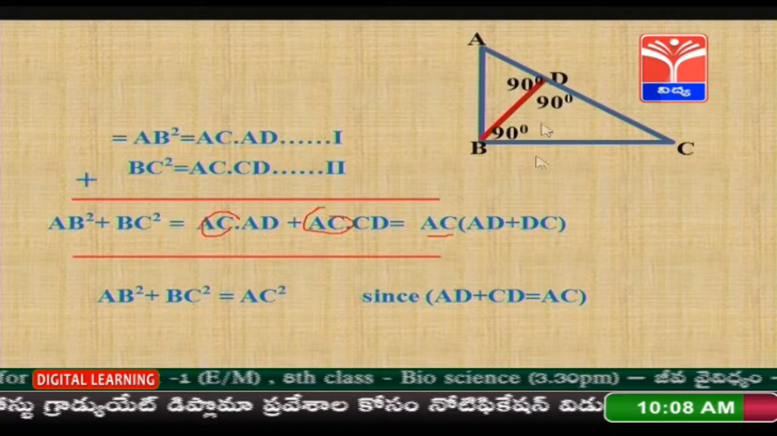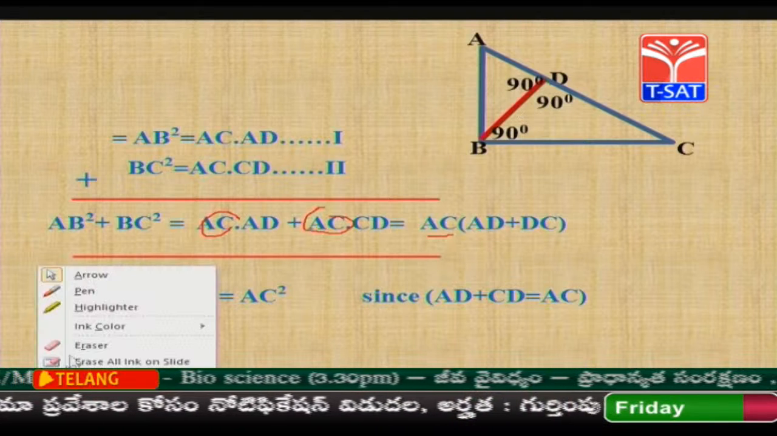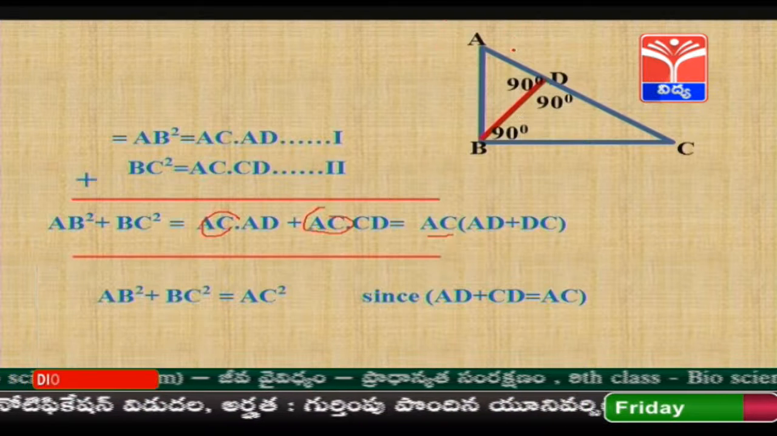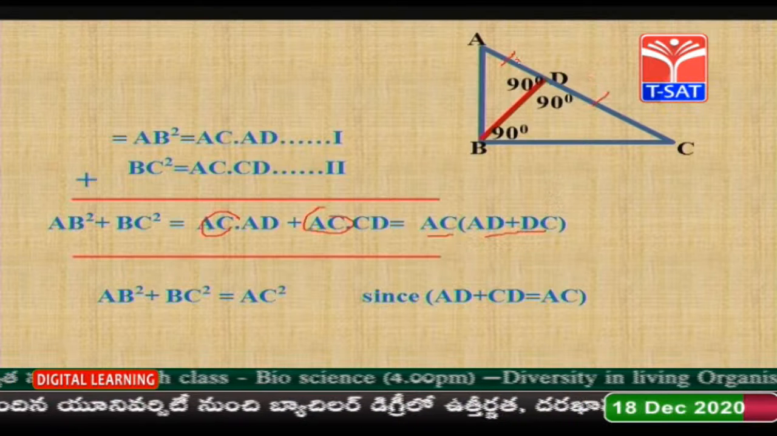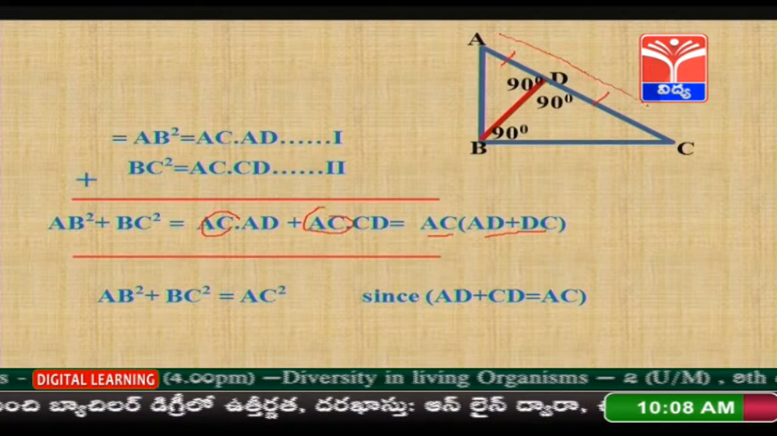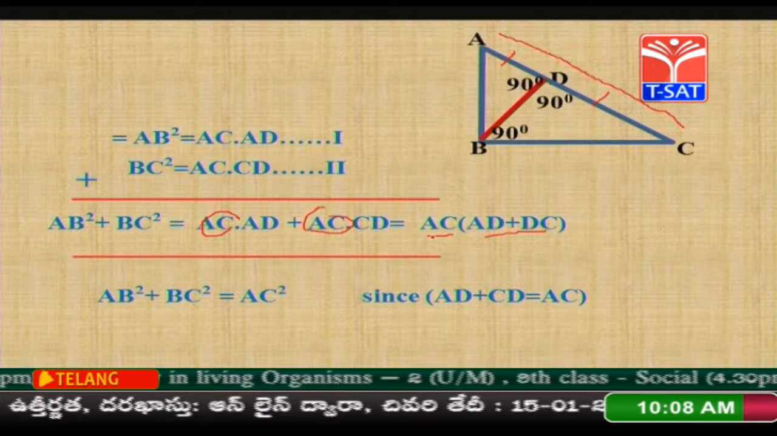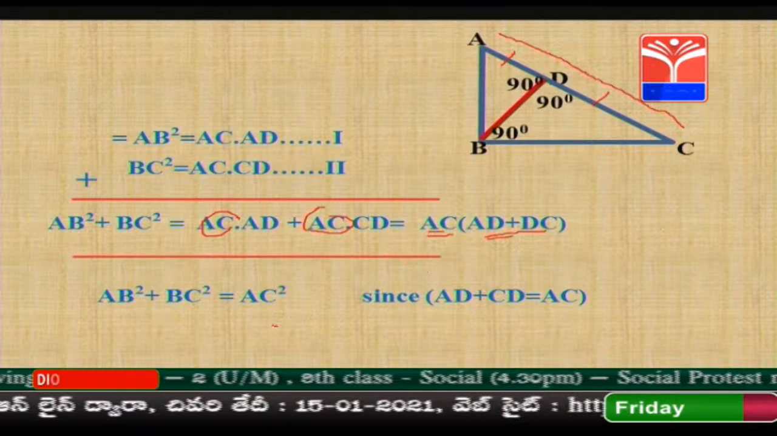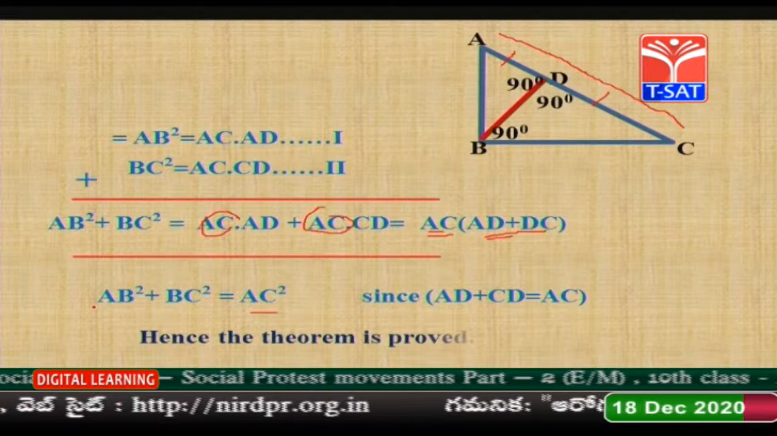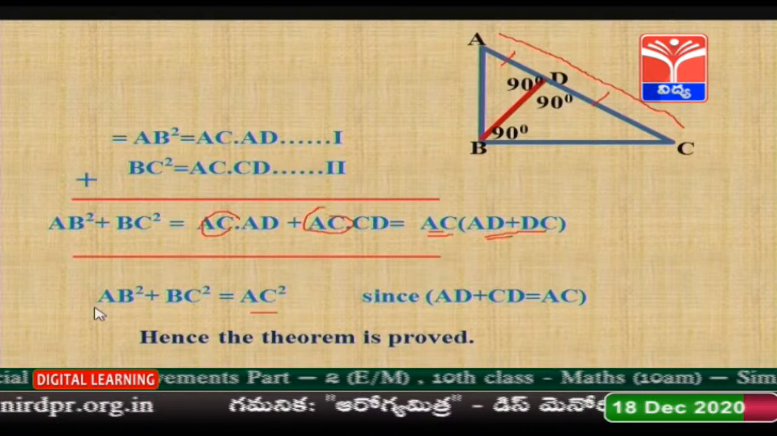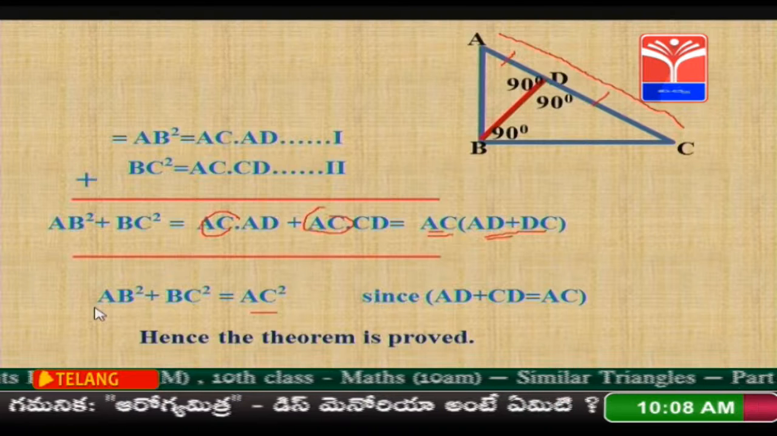How? Because, you observe carefully again. See, this is AD plus DC. AD plus DC, the whole thing, if we add it up, becomes AC only. Therefore, AC into AC became AC square. Therefore, we proved AB square plus BC square is equal to AC square.